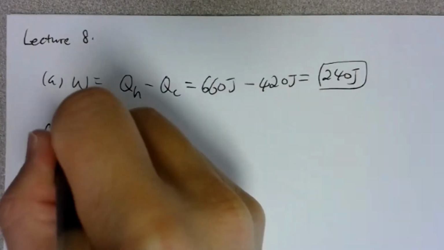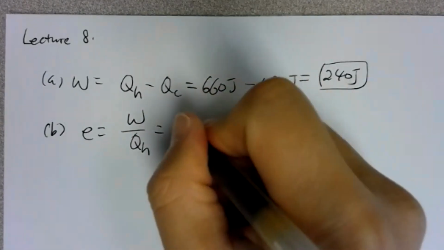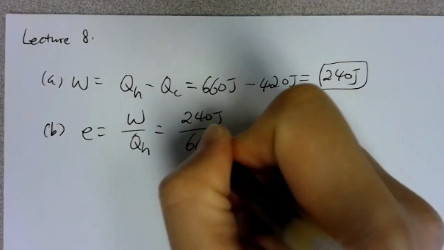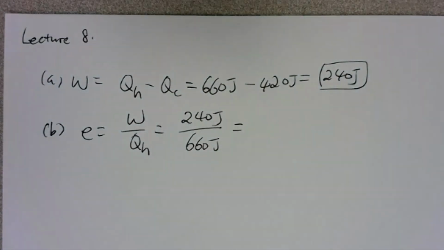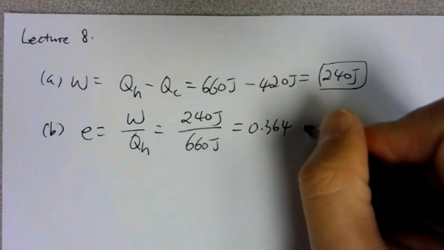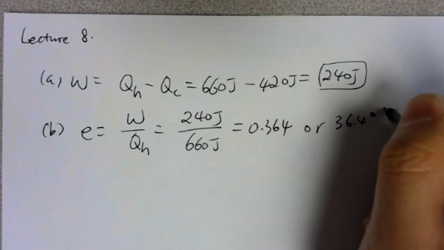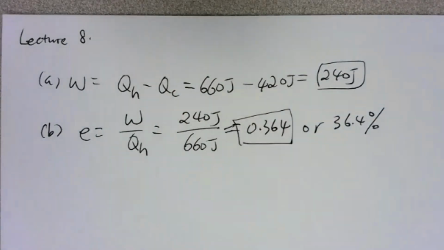Efficiency will be equal to work over QH then. 240 joules over 660 joules. Okay, so that gives you 0.364 as your efficiency, or I can say 36.4%. However you want, either way they are the same. All right, so a pretty simple one.